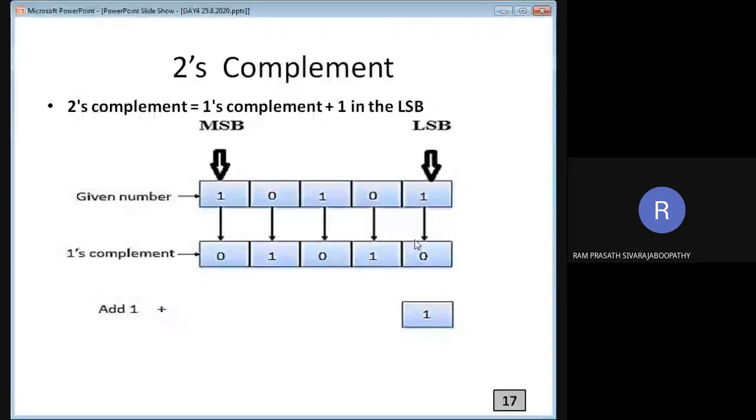You should not do like that. Okay, you just strike out this one. So we have to add 1 to the 1's complement value. At that time you should not consider this thing.